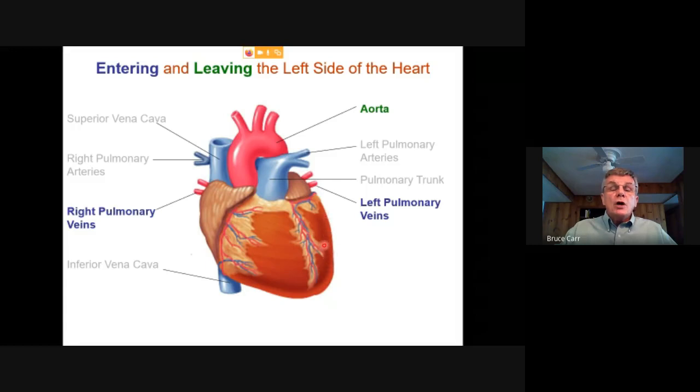But when the left ventricle contracts, it pushes blood in this direction, but underneath the right side, into this ascending aortic arch, and then behind the heart, the descending aorta.